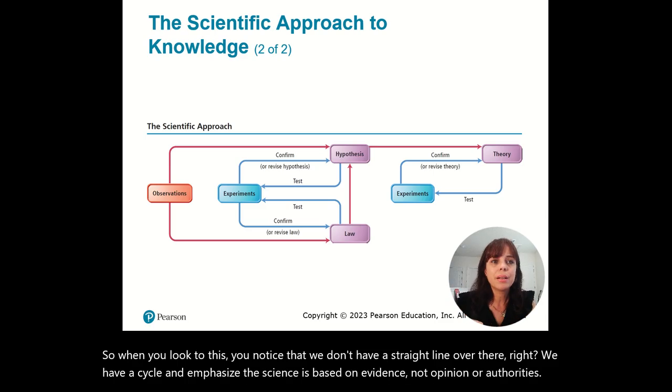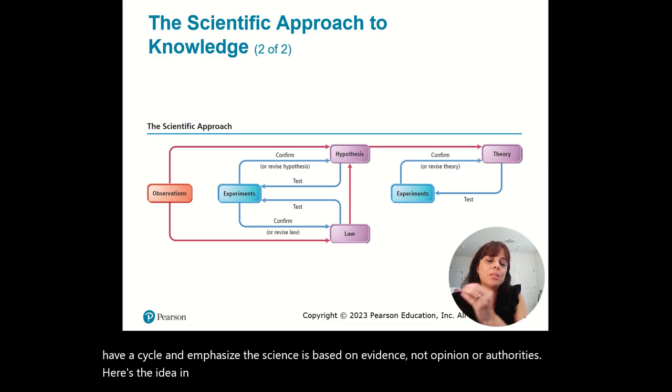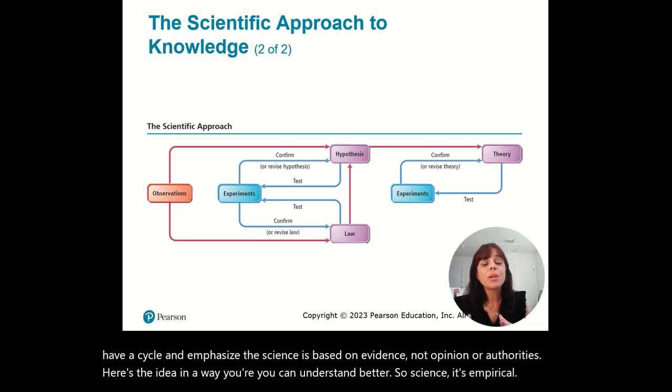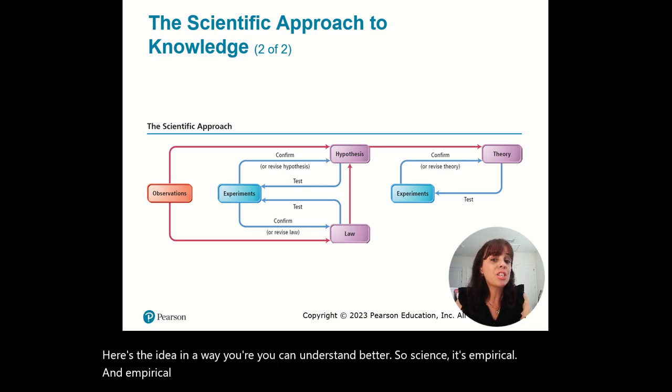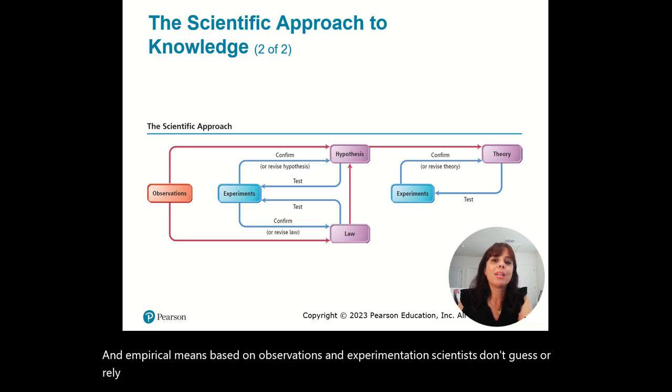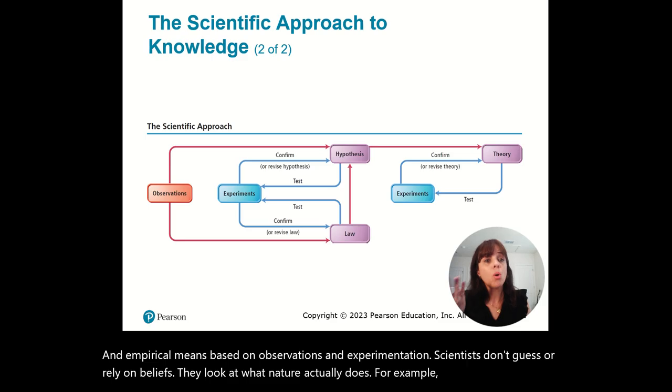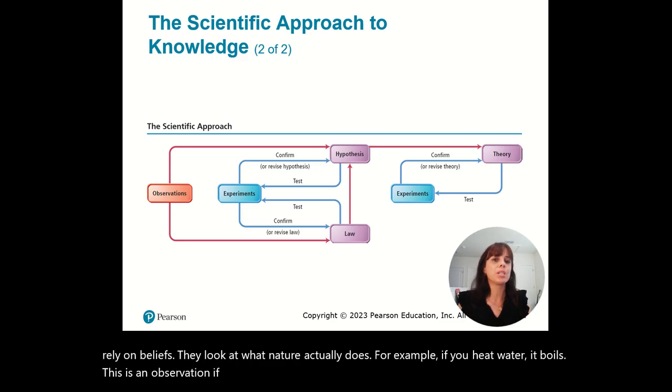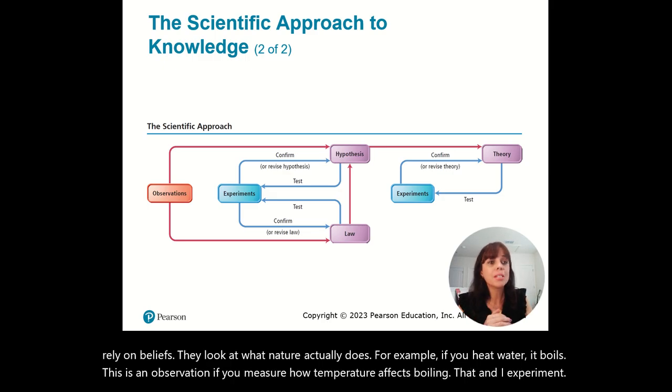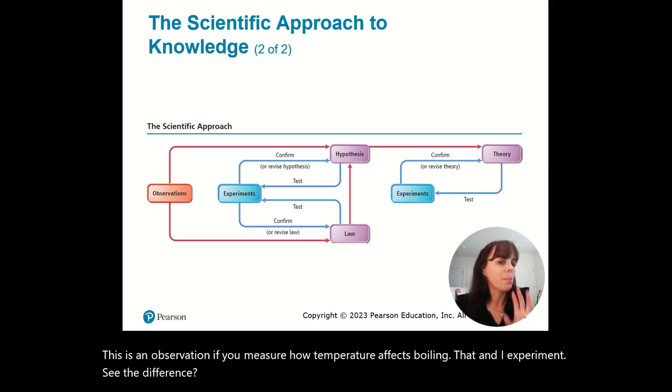Here's the idea in a way you can understand better. Science is empirical. And empirical means based on observations and experimentation. Scientists don't guess or rely on beliefs. They look at what nature actually does. For example, if you heat water, it boils. This is an observation. If you measure how temperature affects boiling, that's an experiment. See the difference?